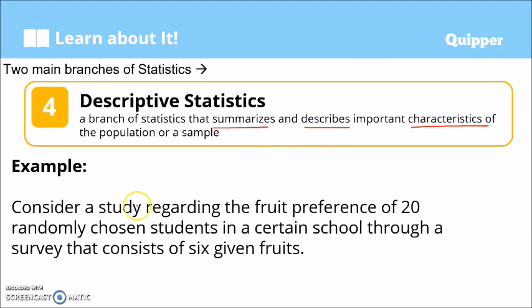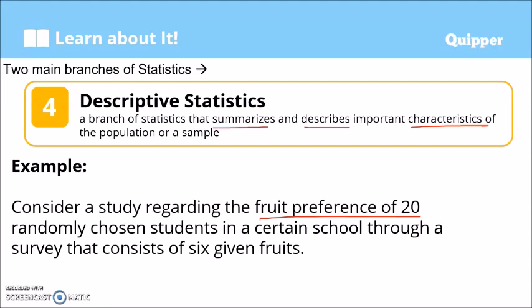Okay, let's have an example. Consider a study regarding the fruit preference of 20 randomly chosen students in a certain school through a survey that consists of 6 given fruits. So, merong 6 na prutas. So, tatanungin ngayon yung mga randomly chosen students, 20 silang lahat, kung ano yung pinaka paborito nila or ano bang preferred fruit nila sa 6 na yon.